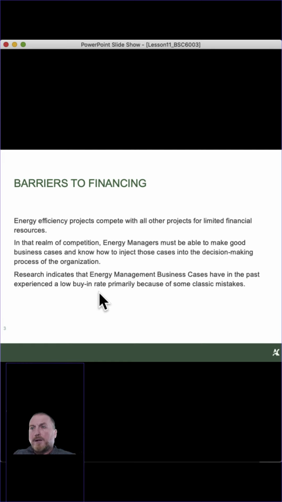Okay, barriers to financing. That's one of the major issues, of course, in getting anything moving on our energy management initiatives within an organization. Clearly, you're taking a business case course because that's one of the major issues. Learning how to draft a sophisticated business case is obviously a key issue. And that's because, we know this already, that energy efficiency projects compete with other projects for limited financial resources.